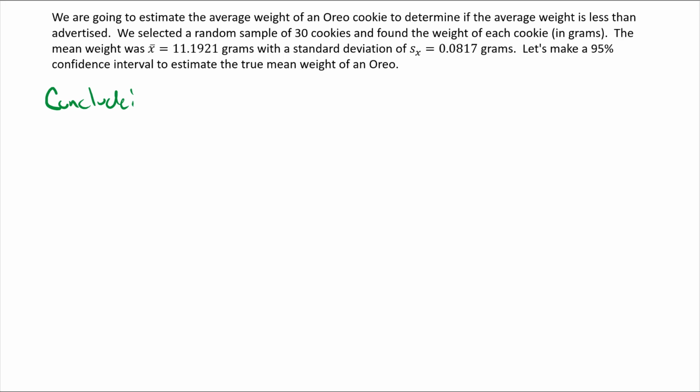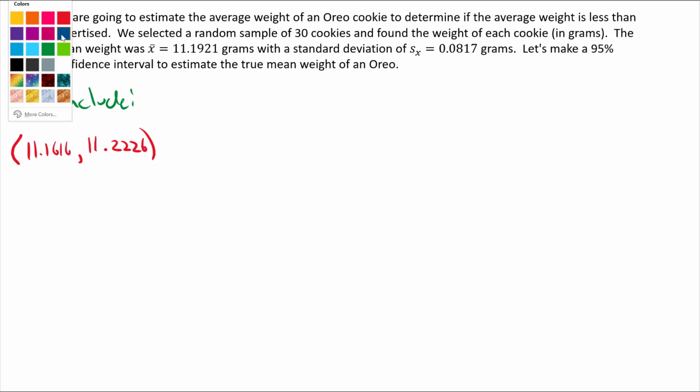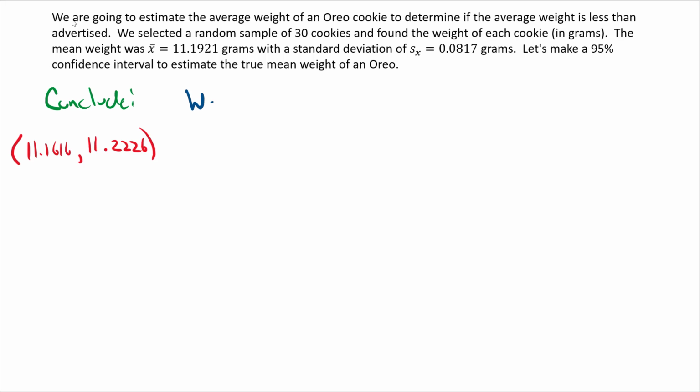Okay. So with this, I'm going to write our interval over here real quick, just so I can make sure we got this set up. So again, it was from 11.1616 to 11.2226. And for our conclusion, we simply just need to say we are 95% confident that the interval from 11.1616 to 11.2226 grams captures the true mean weight of Oreos.